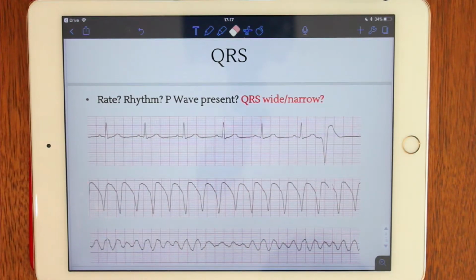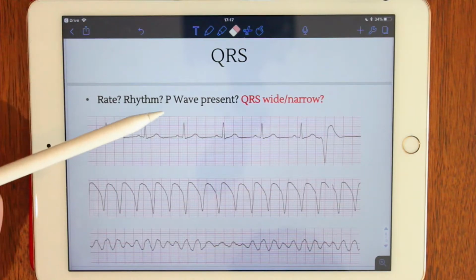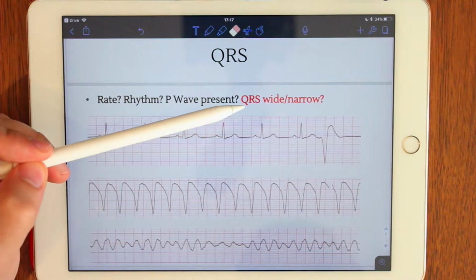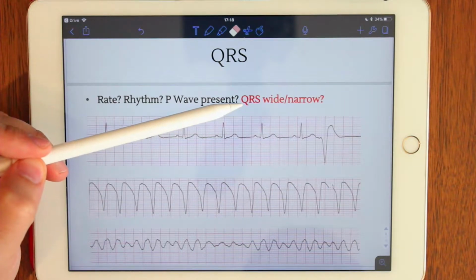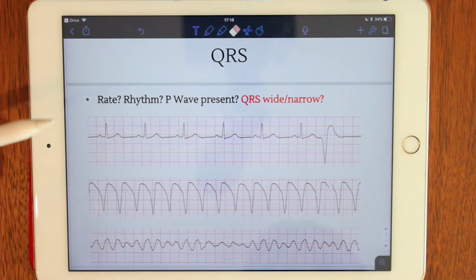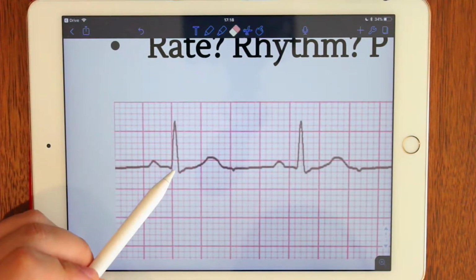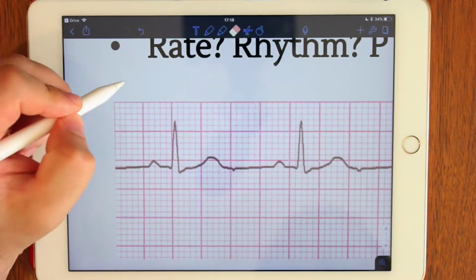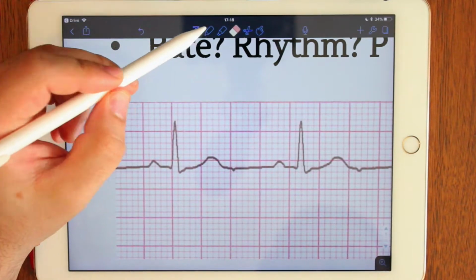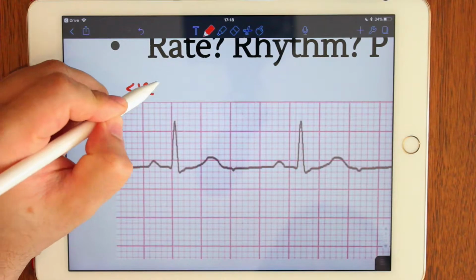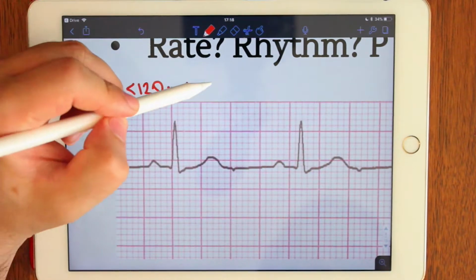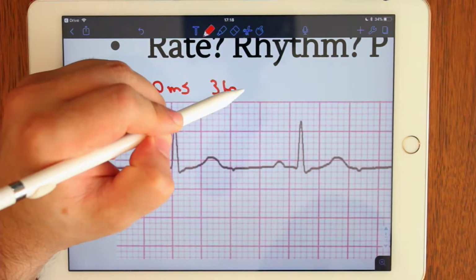After identifying whether P waves are present or not, we want to look at the QRS. So we start with rate, we start with rhythm, then you move on to the P waves, then you look to see whether the QRS complexes are wide or narrow. In a normal ECG, the QRS complexes will be narrow. Now the limit for how narrow they should be is below 120 milliseconds, or 3 boxes.